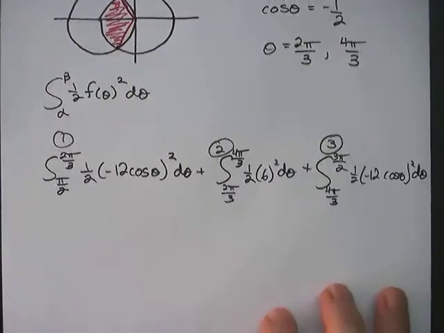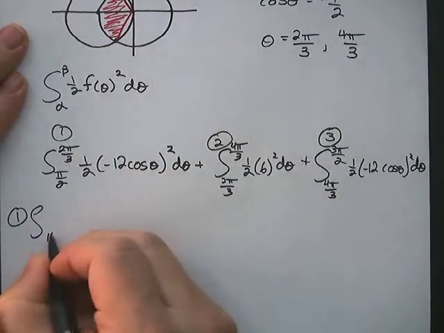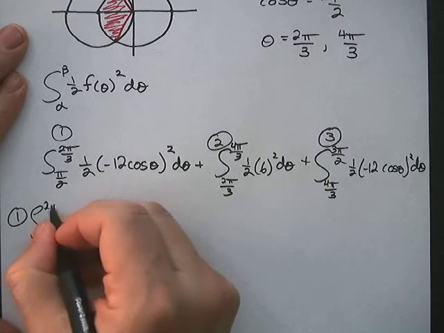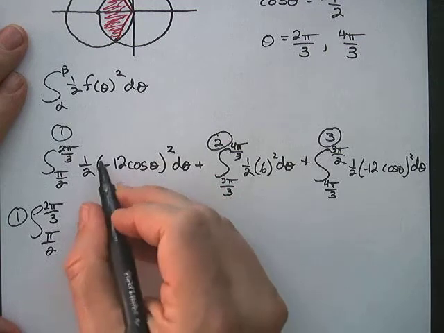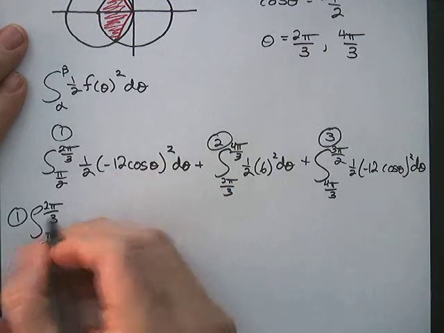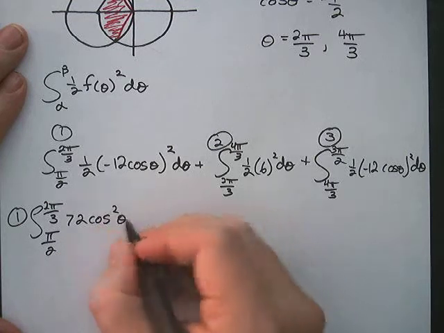Okay, so let's start with the first one. Let's clean it up a little bit. Pi over 2 to 2 pi over 3. Negative 12 gets squared. That's 144 times 1/2 is 72. So I'll put a 72 here: 72 cosine squared theta, d theta.